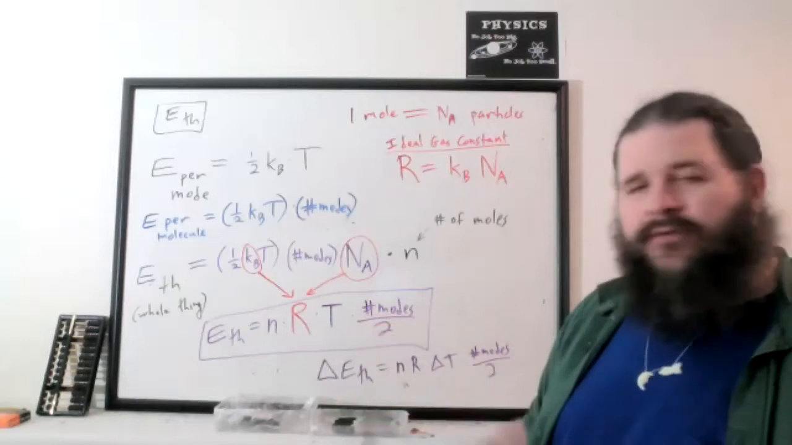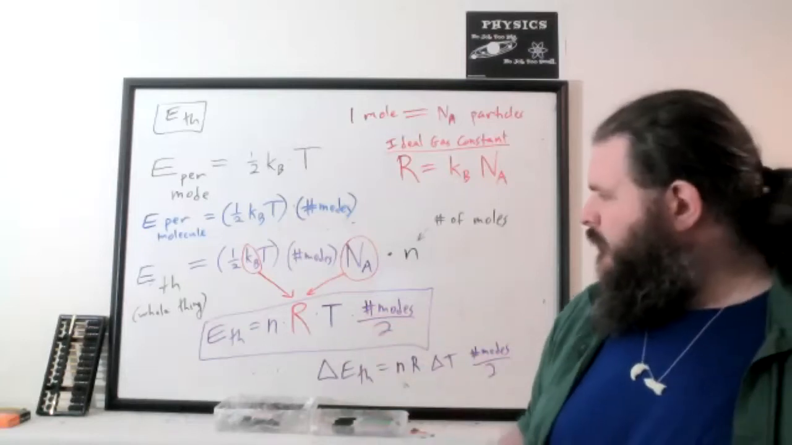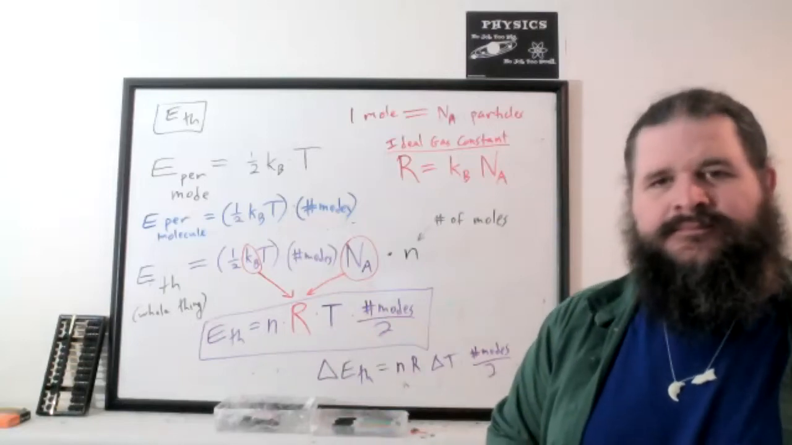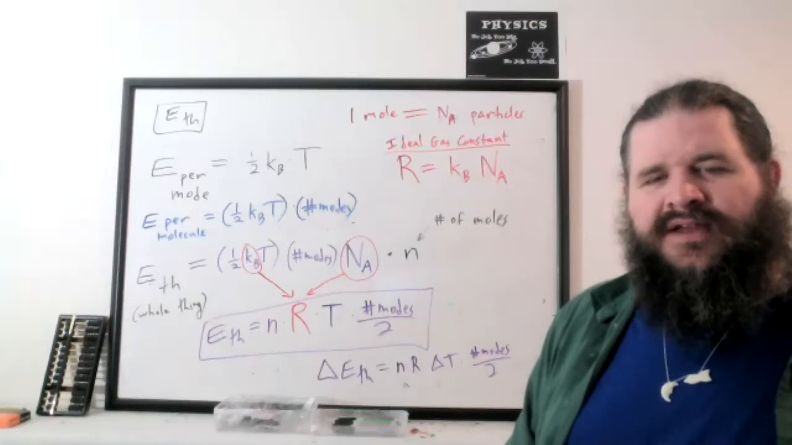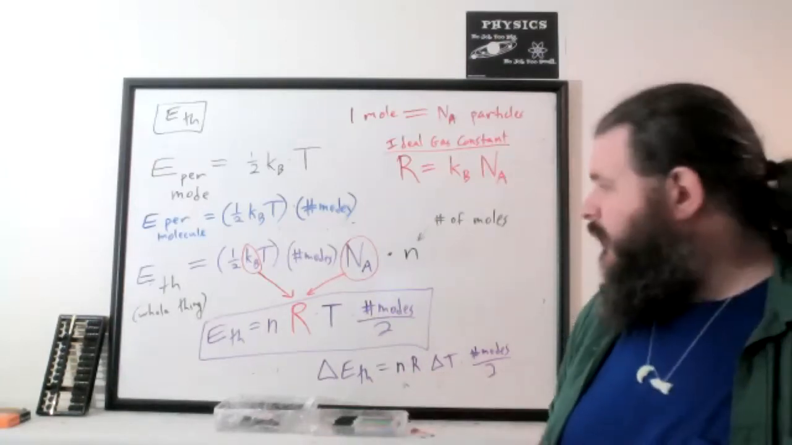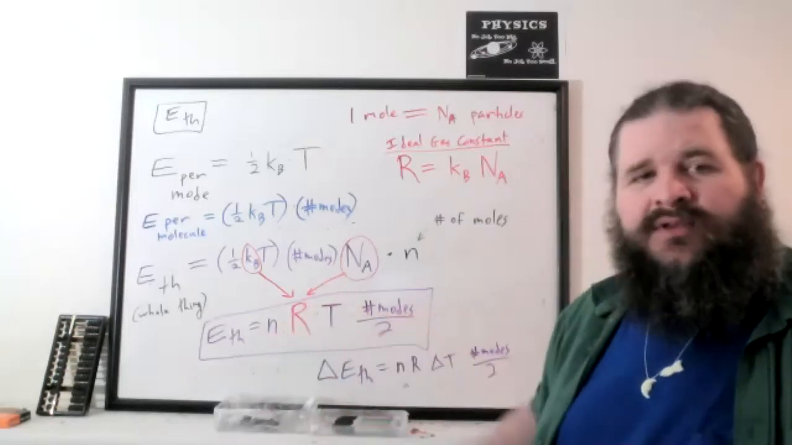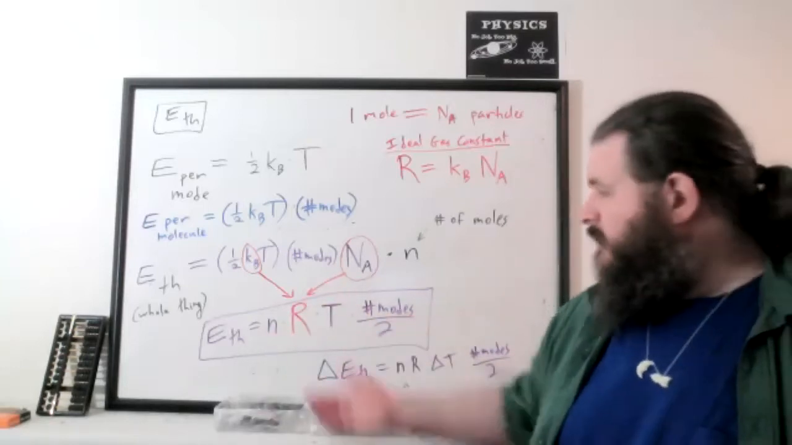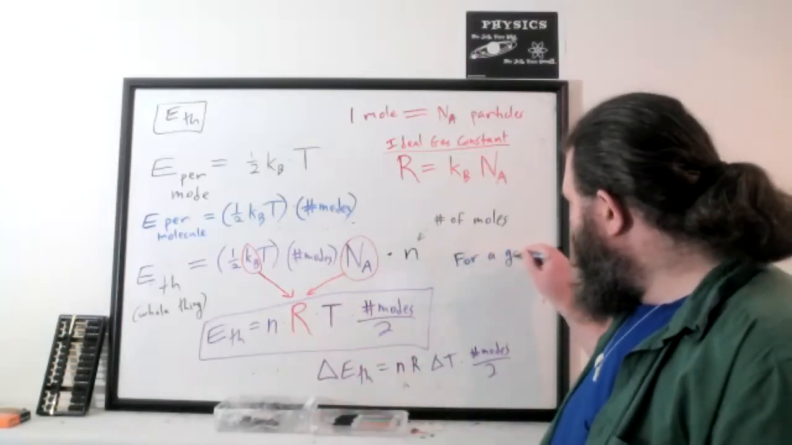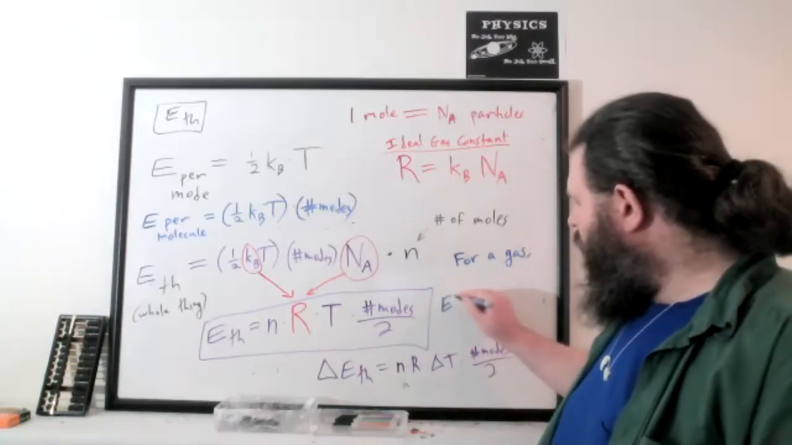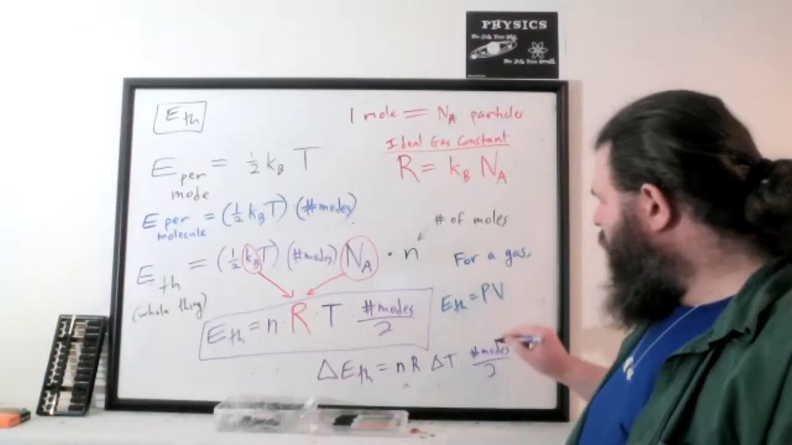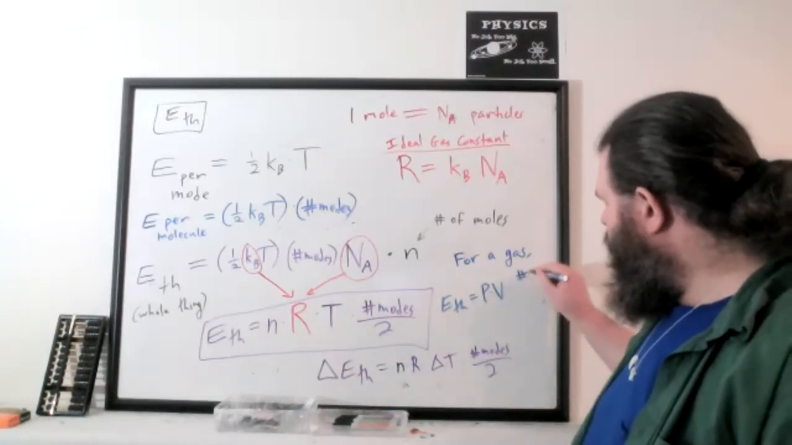Also, this formula we've got so far works for any substance, but where else have you seen nRT? What else is that equal to? Yeah, that's the ideal gas law, right? That's equal to pressure times volume. If it's a gas, of course. Like I said, this formula works for any substance. If it happens to be a gas, though, we can replace nRT with PV. So for a gas, we can also use E thermal equals nRT just replaced with pressure times volume, and then we still have number of modes over 2.